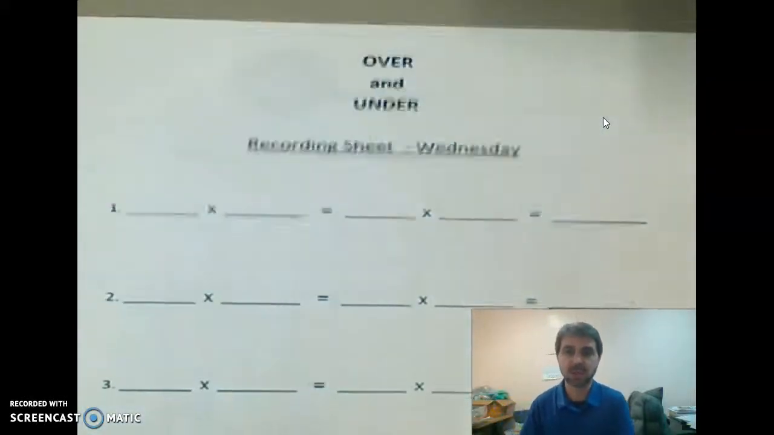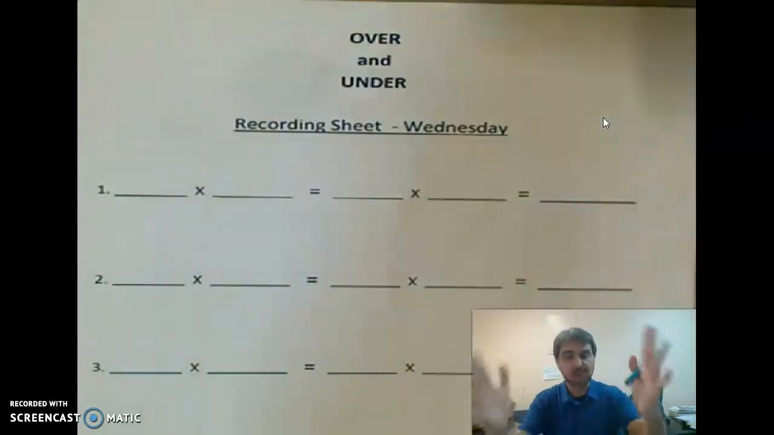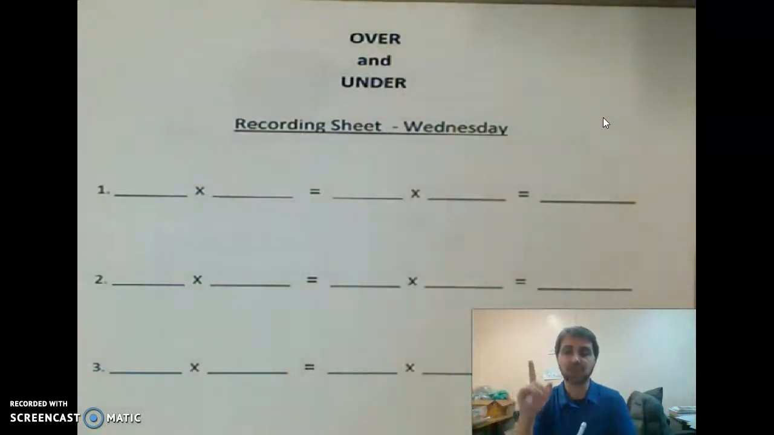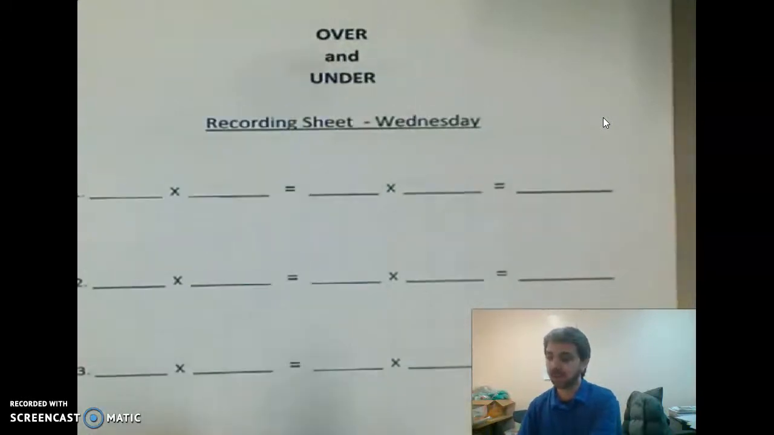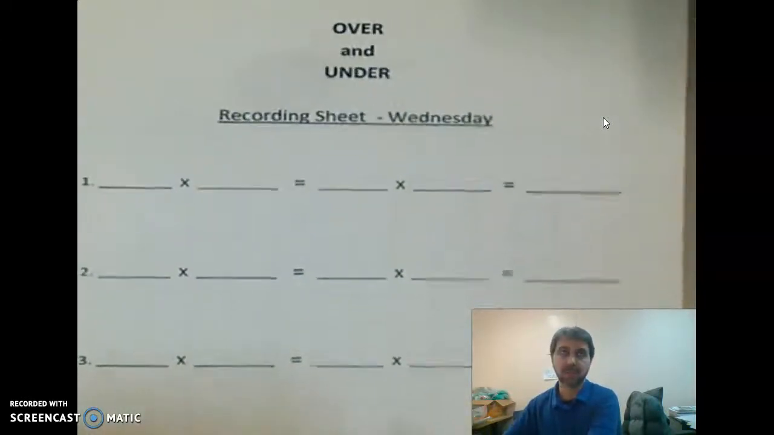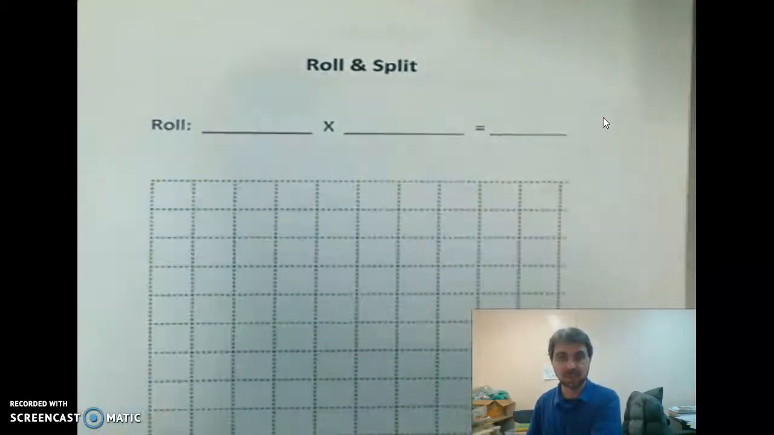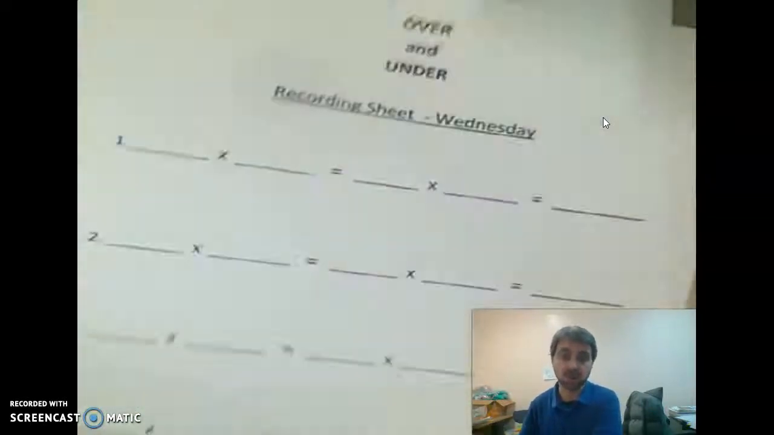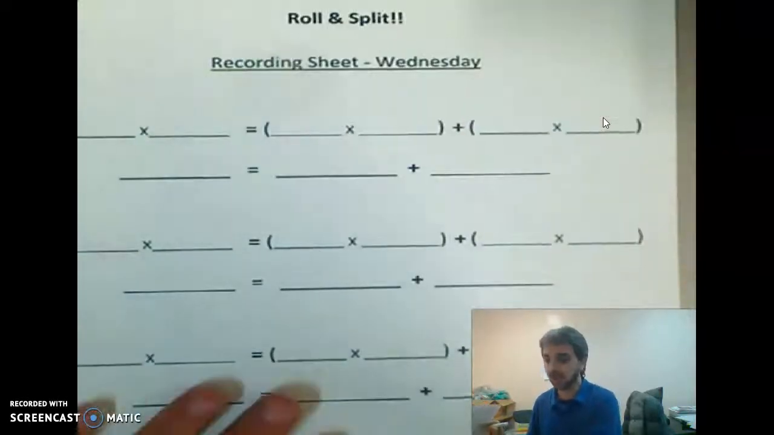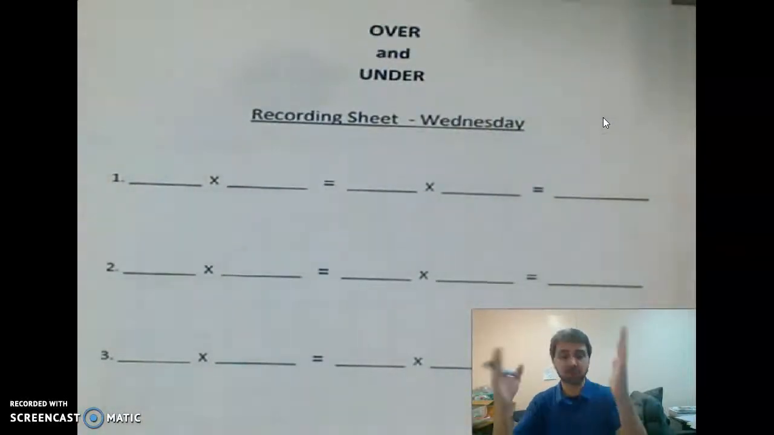Okay, I put in 2 games. I want you to choose one of them. If you want to do both games, then great. But I'm going to ask that you just choose at least one of them. So you can either do over and under. Okay, I gave you the recording sheet. You already have the game sheet from Monday. And I also gave you roll and split, okay, which you can use. You just need your dice. You can use it on here, or you can use it on the computer. Go back to Tuesday, and you can click on that website. And here's your recording sheet. Okay, so do one of those games. If you want to do both, then that's great, but you don't have to.